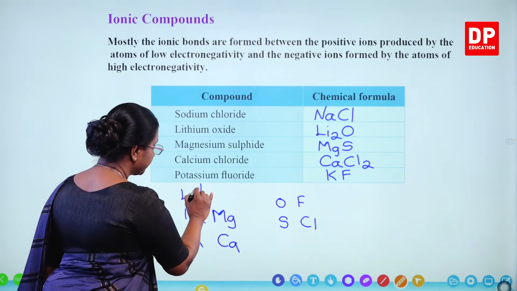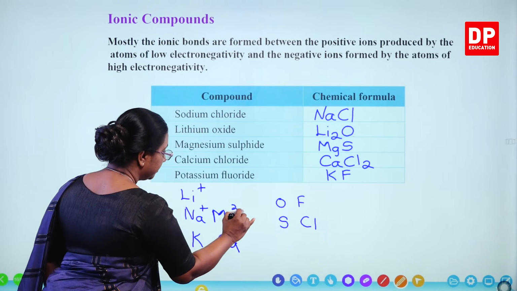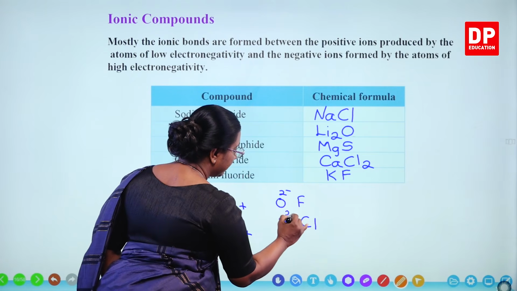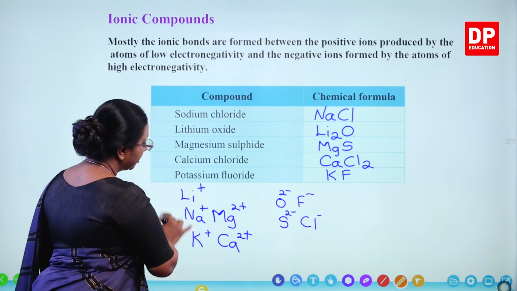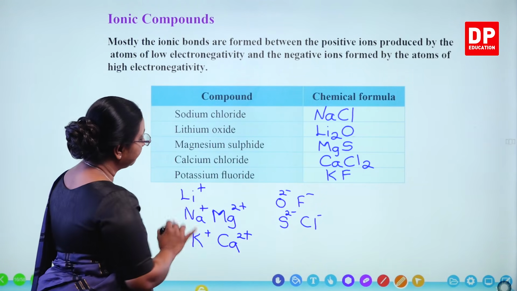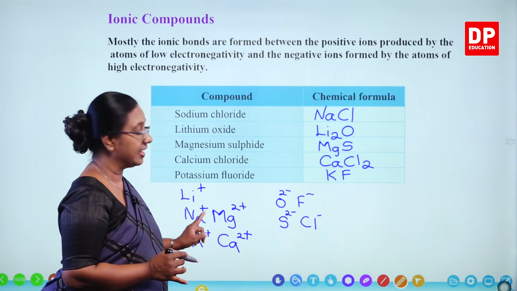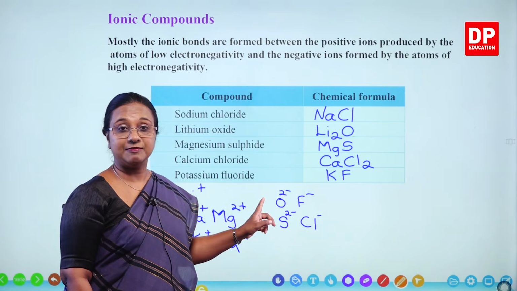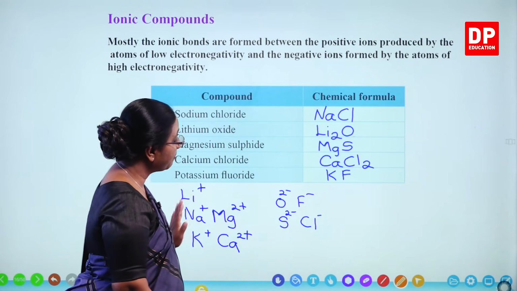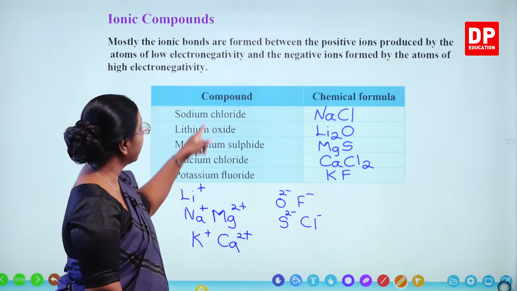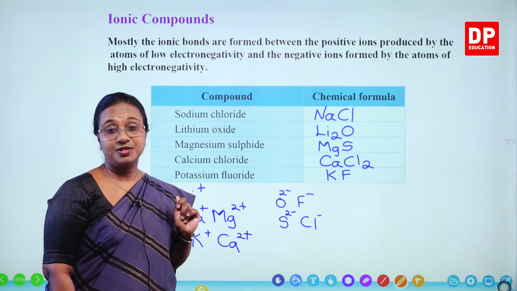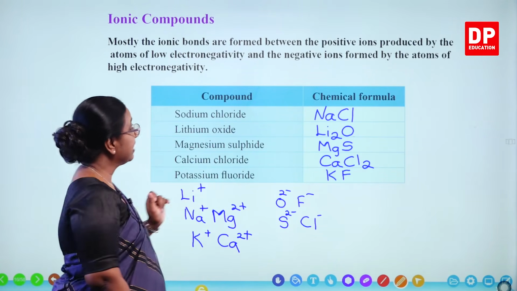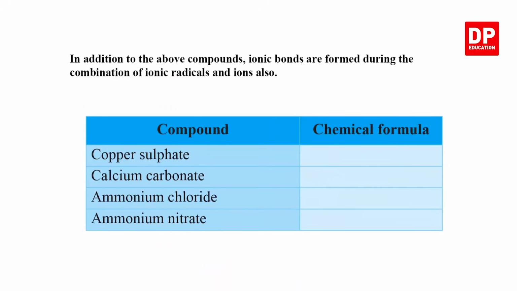So, these are the positive ions and these are the negative ions. So, the less electronegative elements form the positive ions and the highly electronegative elements form the negative ions. And the compounds formed between these ions are the ionic compounds. So, I am sure you can understand now.